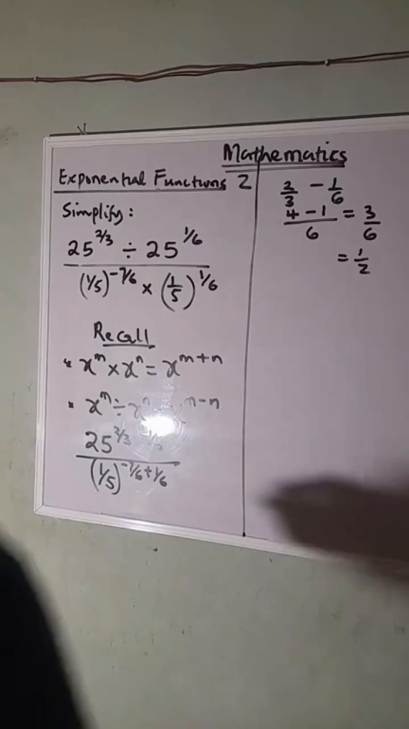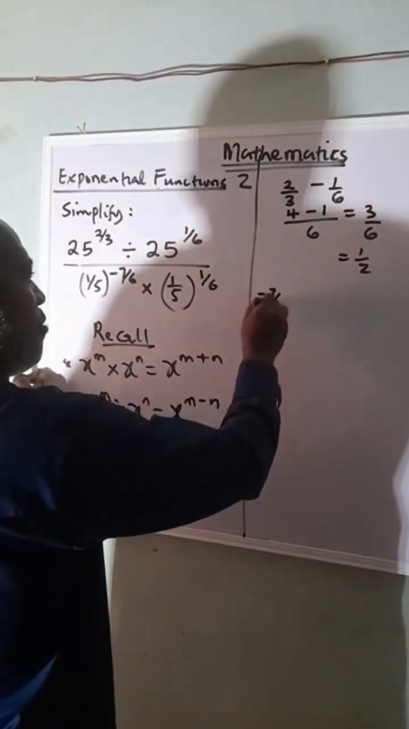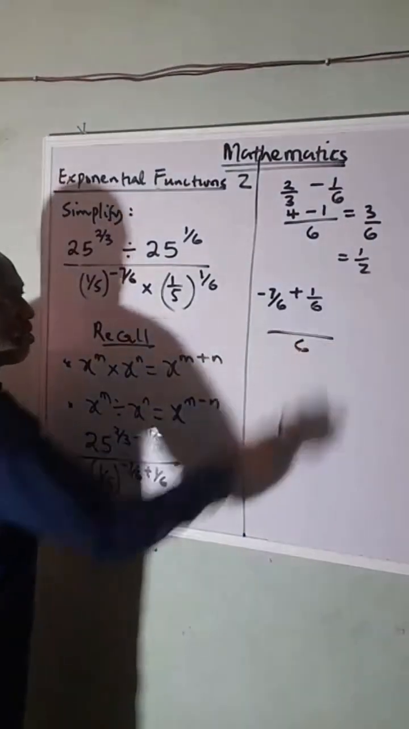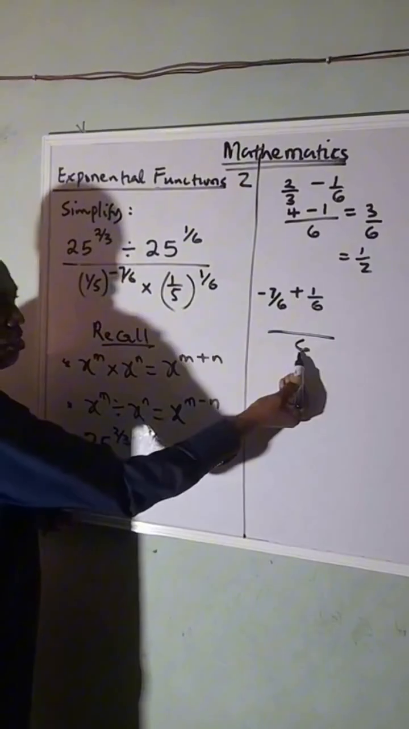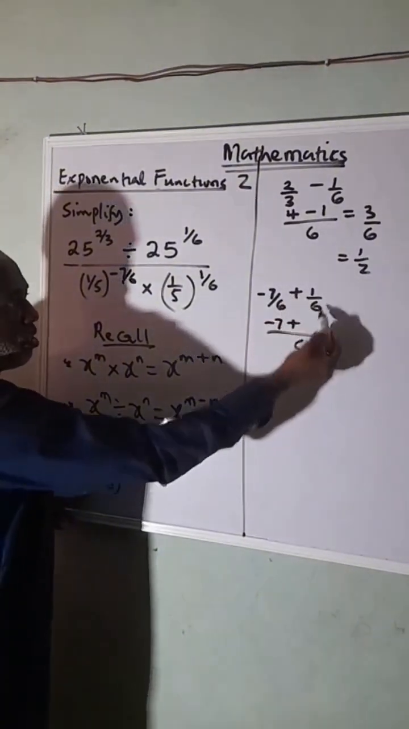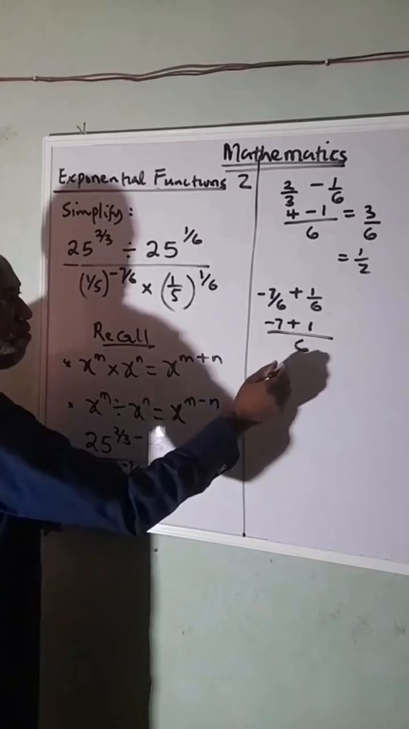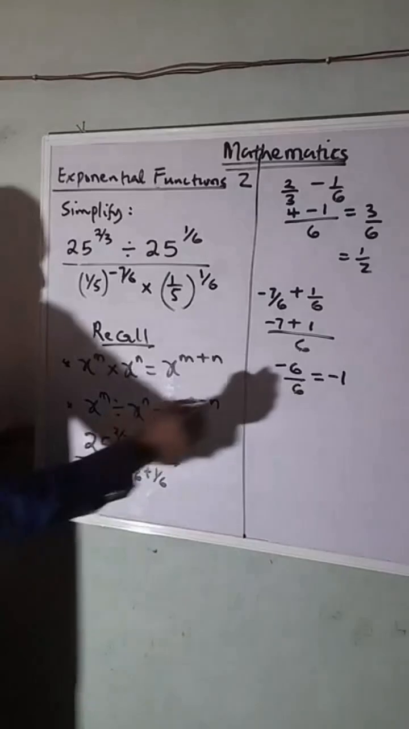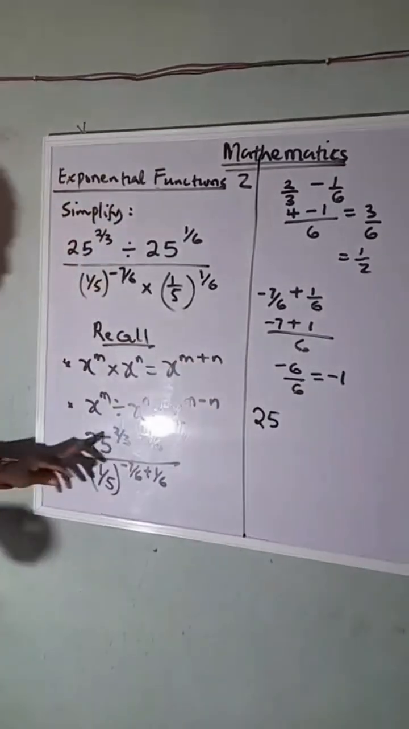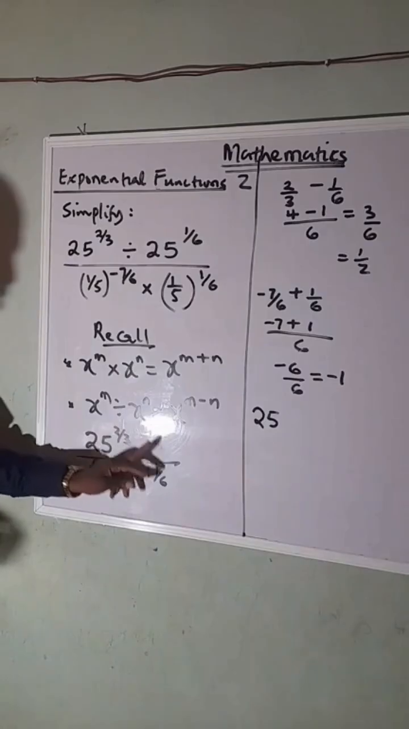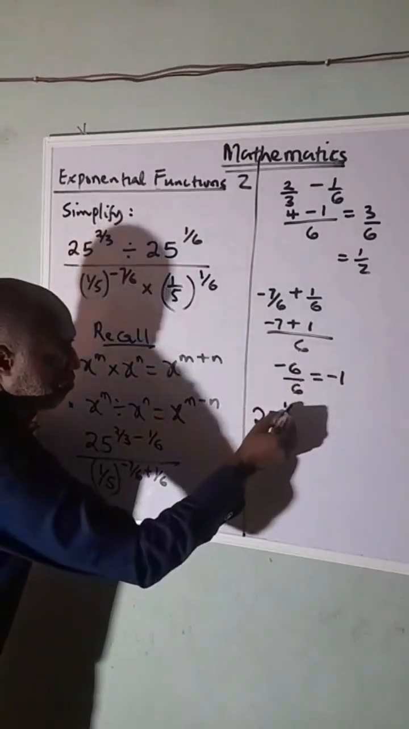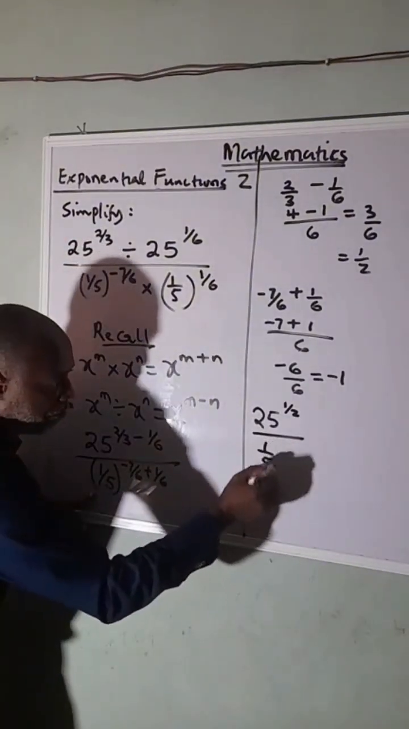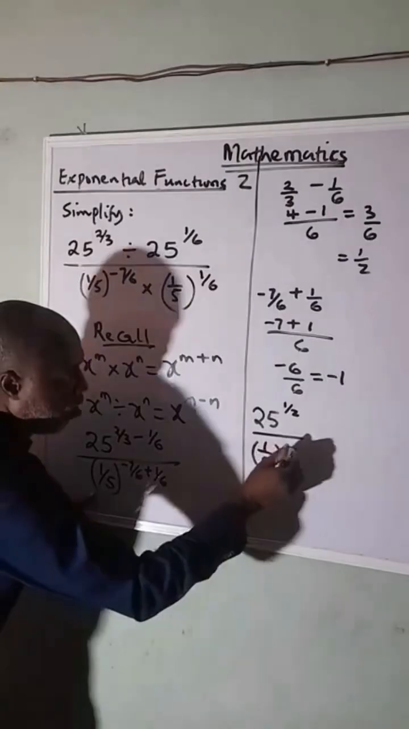For the denominator, the power is minus 7 over 6 plus 1 over 6. The LCM here is 6. 6 in 6 is 1, 1 times minus 7, plus 6 in 6 is 1, 1 times 1. We're having minus 6 over 6, and this gives us minus 1. From all indication, 25 is raised to the power of 2 over 3 minus 1 over 6, and the result there is a half, all over the denominator, 1 over 5, all raised to the power of minus 1.